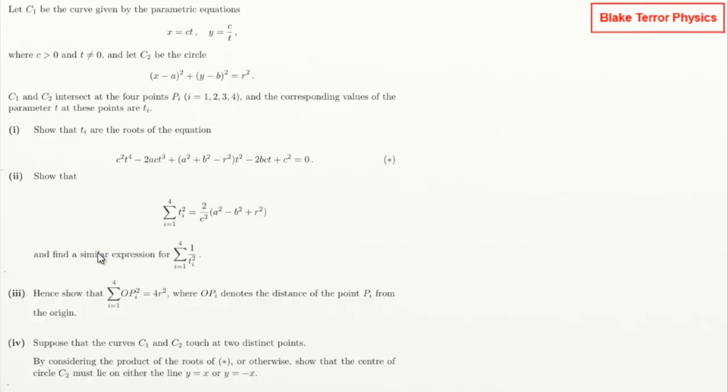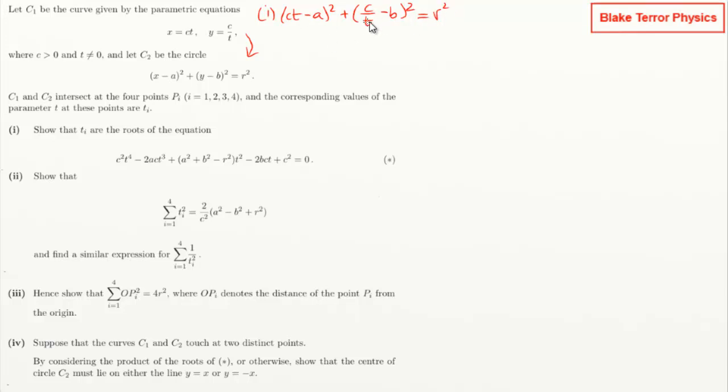So this is just a, b, c's, t's and r's. So we've got rid of x and y essentially. We're just taking these and putting them in there to get rid of x and y. So that should be an easy enough starter. I've got (ct minus a) all squared plus (c over t minus b) all squared equals r squared.